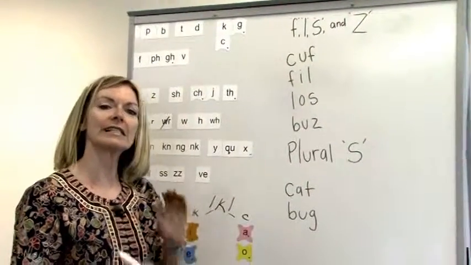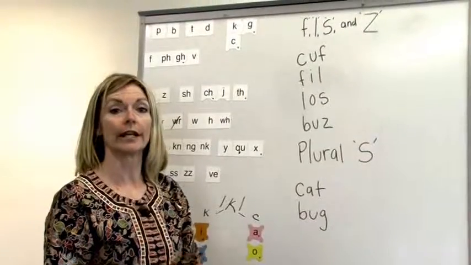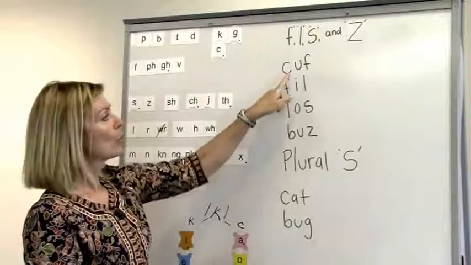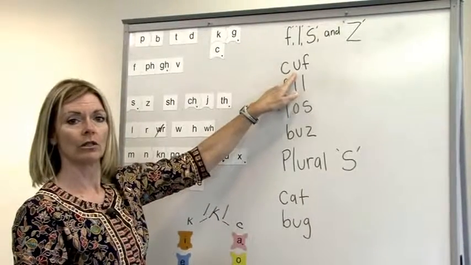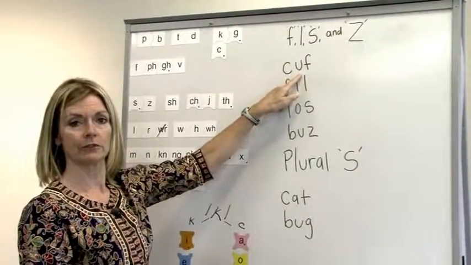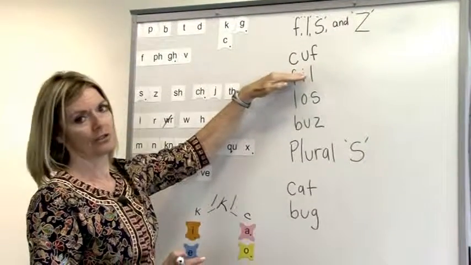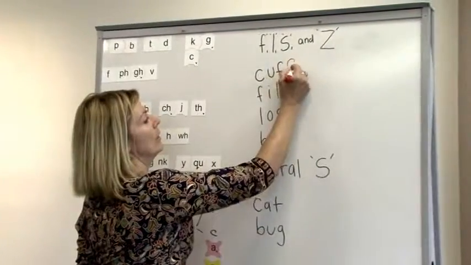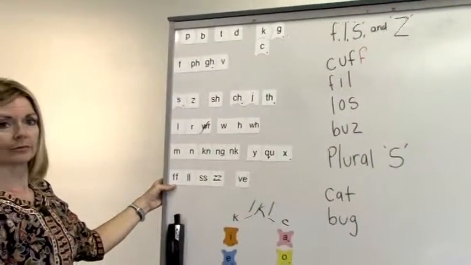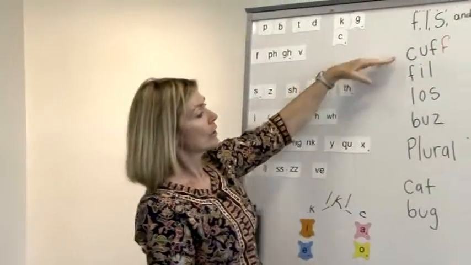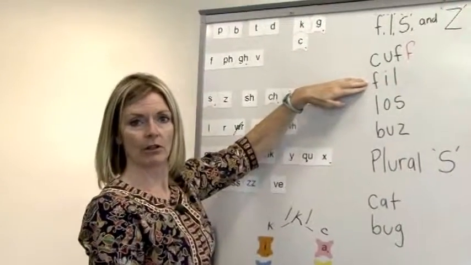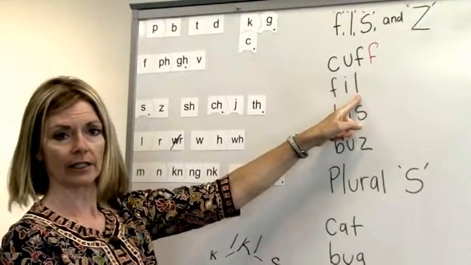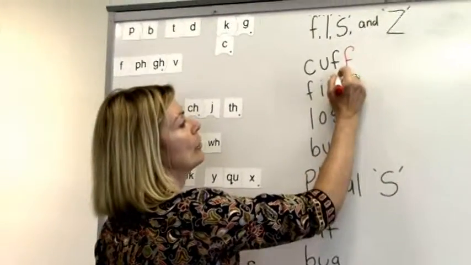What happens here is in a single syllable word, like cuff, fill, loss, with one short vowel, as in the word cuff. This is the way it sounds, but this isn't how we spell it. We put the extra F, we double it. Hence your pieces. So let's take a look at this one. Fill, one short syllable, one short vowel, ending in an L, becomes fill.